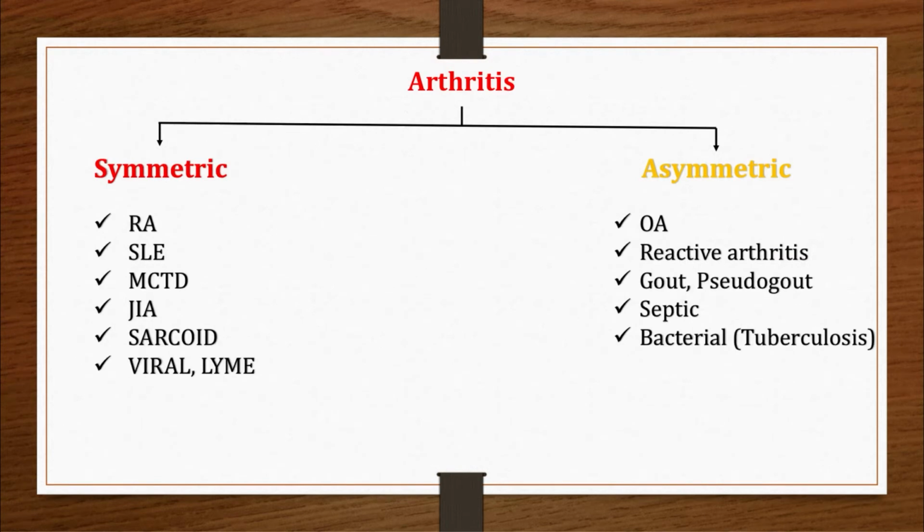Also, arthritis can be divided as symmetric and asymmetric arthritis. So remember, rheumatoid arthritis is a symmetric type of arthritis. Why? Because it's an autoimmune inflammatory arthritis. Autoimmune means having autoantibodies, which affect both wrists equally. Like God, autoantibodies also do not discriminate between your joints, whereas osteoarthritis is an asymmetric type of arthritis.